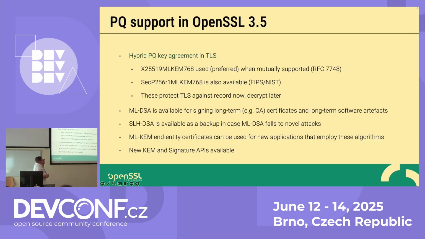So by default, 3.5 is post-quantum safe and supports post-quantum algorithms by default. So if you use OpenSSL, it will by default use ML-KEM for key shares and ML-DSA. Specifically for TLS, ML-KEM will be used. ML-DSA for CA and long-term keys, SLH-DSA, again, available as a backup. And ML-KEM can be used for identity certificates and other things which are related to keys. And we have new KEM and signature APIs available. We will see them in a short while.